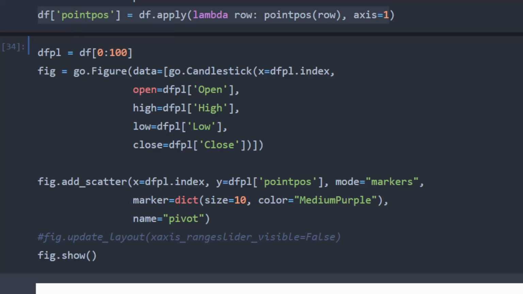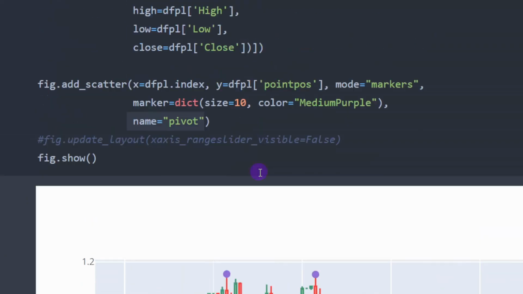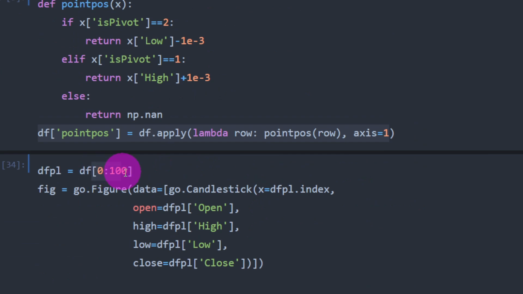these visually. The way we can plot these is by using the go figure candlestick parameter inside. We pass the open, high, low, and close prices, and then we add on top of the figure our point positions in any color you'd like and the size you'd like, and then we provide these a name for the legend. In this example, I only took a slice of our data frame. It's from 0 to 100.